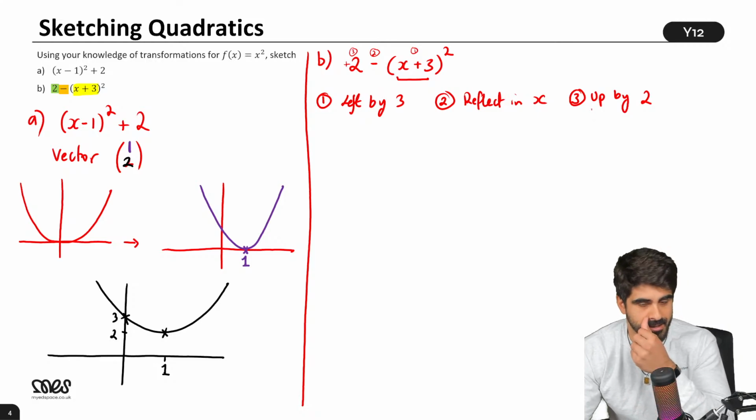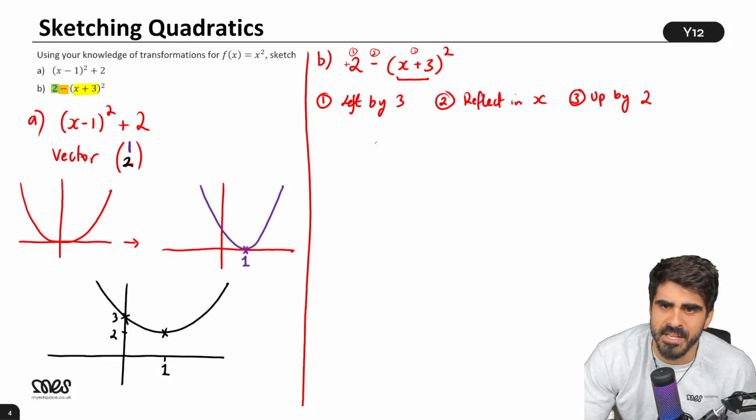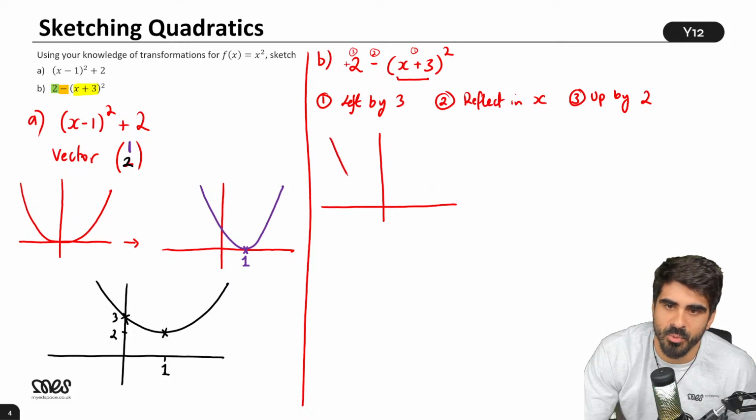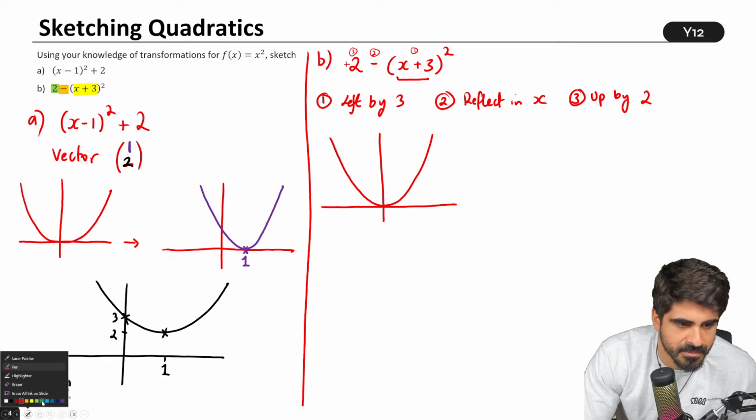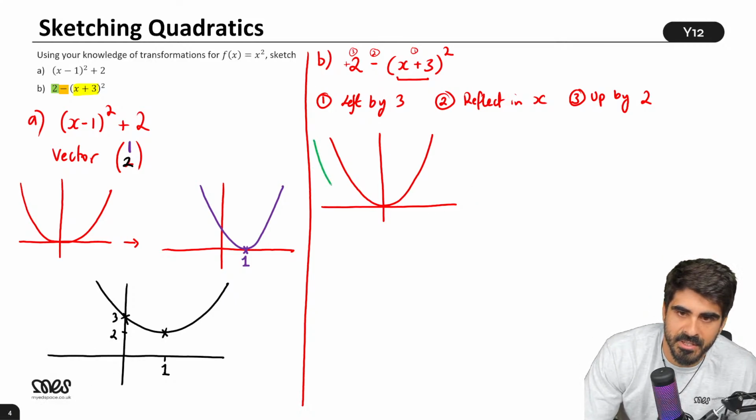Alrighty then, let's do that. So we're going to start off with the x squared graph. And this is why it's important we do it in this order. So we're going to move left by 3. Should we just do that on the same graph? Let's move it left by 3.